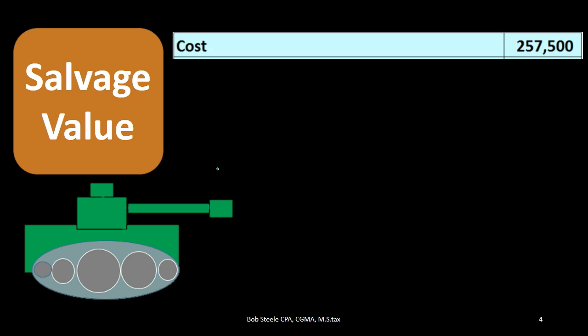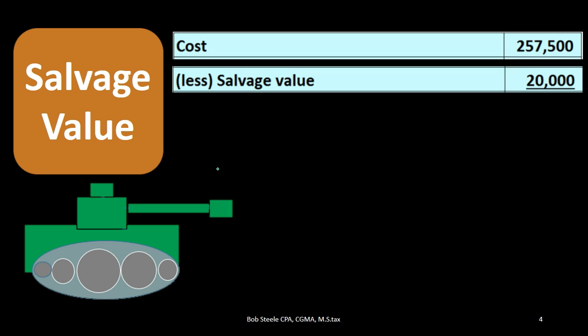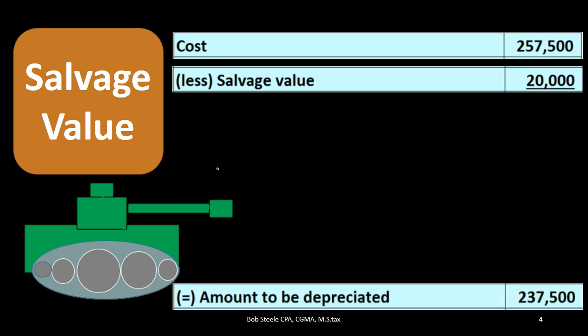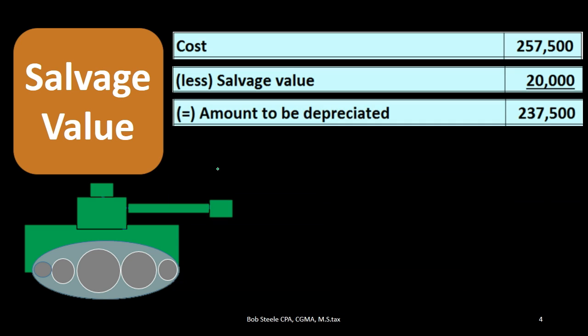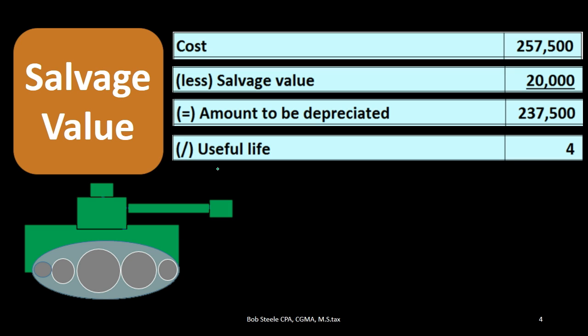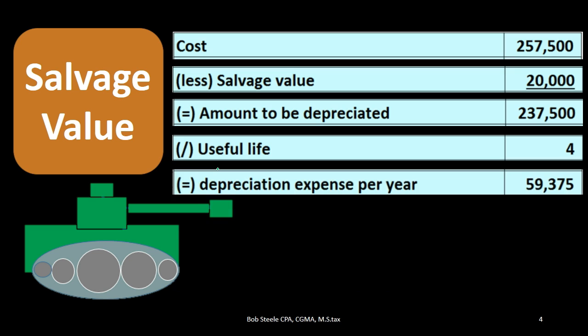We would take the cost of the equipment, and then subtract out the salvage value, the amount that we believe we are going to receive for that equipment, or the value of the equipment at the end of the useful life. That gives us the amount that we're going to depreciate over that time period. Therefore, we're going to depreciate it down to the salvage value. If we say that there's a useful life of 4 years, for example, we can take the amount to be depreciated divided by 4. That would give us the straight line depreciation.